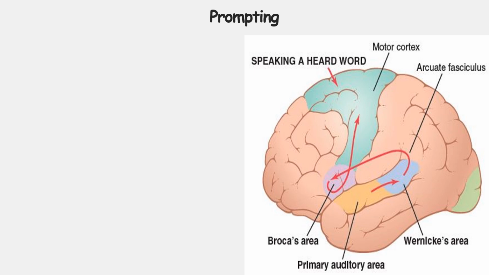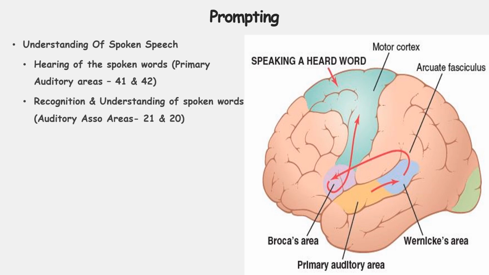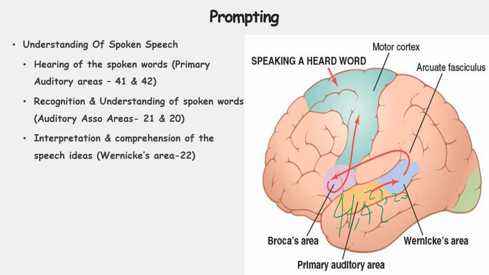Let us see how the process is done when they repeat a word. The understanding of the spoken speech is done first. They hear the spoken words, which are received in the primary auditory cortex, areas 41 and 42. Then it moves to the secondary auditory area, that is 21 and 22. There a recognition and understanding of the spoken words happens, and then interpretation and comprehension of the speech happens in the Wernicke's area, area 22.